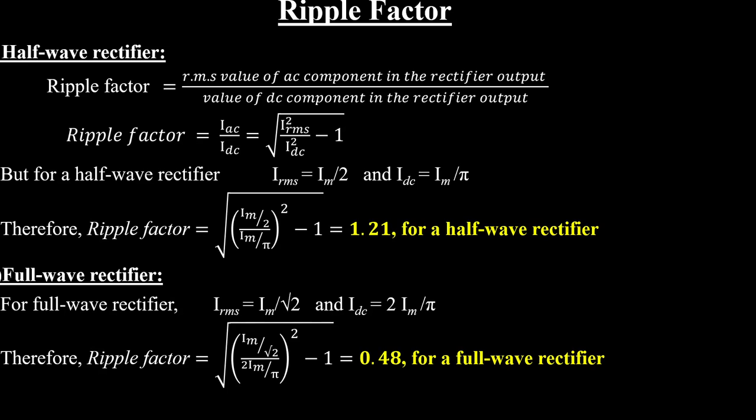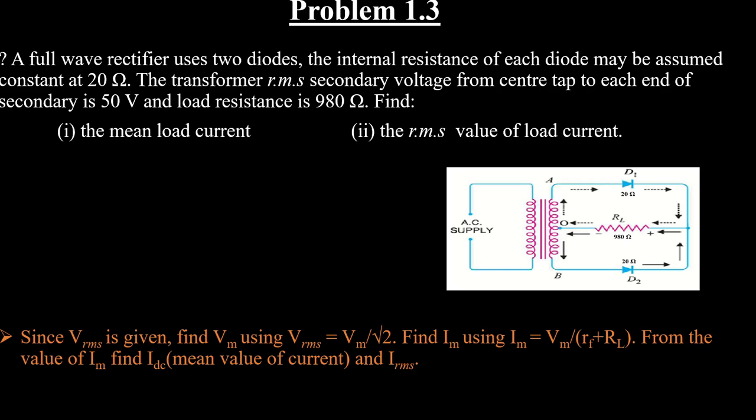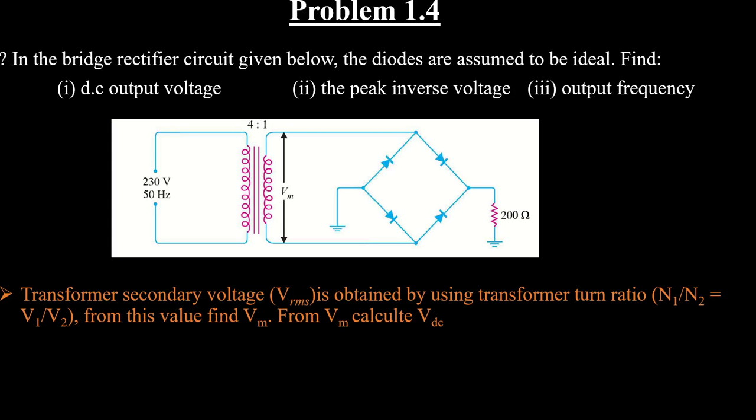So remember that the measurement of a ripple factor actually represents the measurement of the effectiveness of a rectifier. Or in other words, we can say that the effectiveness of a rectifier is expressed in terms of the ripple factor. And now we can see two problems here, and the hints are given here. So let's try to do these two problems to get an idea about the ripple factor of a circuit or a rectifier. Okay, thank you.